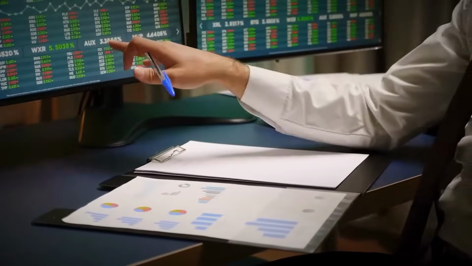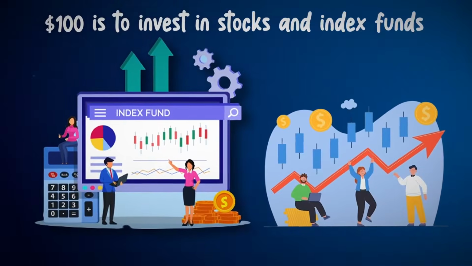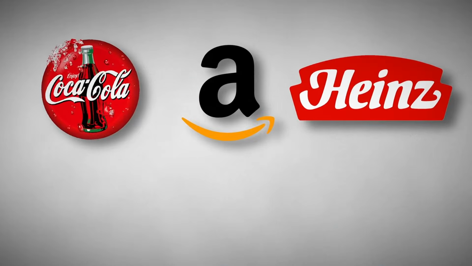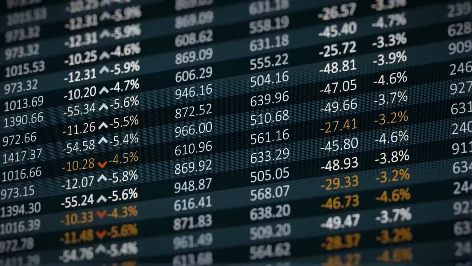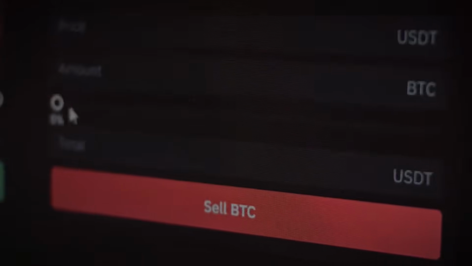The simplest strategy to start earning a passive income with just $100 is to invest in stocks and index funds. The stock market is the quickest passive way to multiply your $500. You can invest in the stocks of businesses you like best, such as Coca-Cola, Heinz, Amazon, Apple, Facebook, and so on. You acquire a small stake in the company by purchasing shares. Simply go to a brokerage, choose a stock you want to purchase, and then pay for it to invest in stocks.